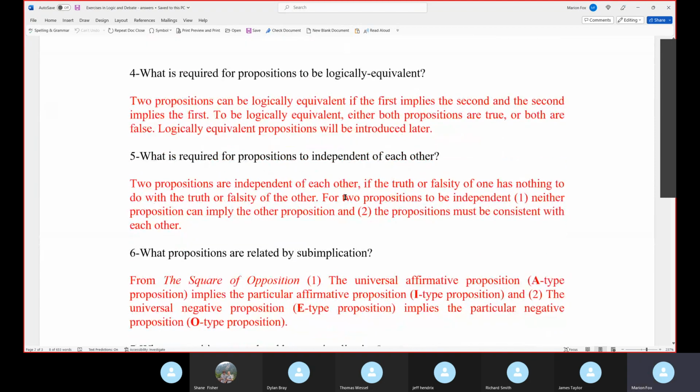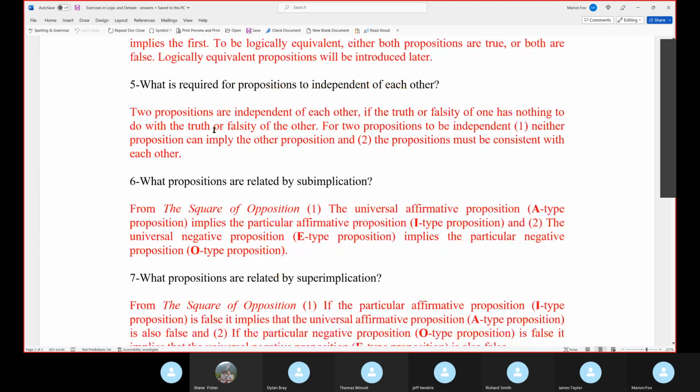All right. What is required for propositions to be logically equivalent? They're logically equivalent if the first implies the second, and the second implies the first. We'll do this later. We have a whole appendix with things that are logically equivalent, so we'll be looking at that. This is how we can prove something to be true. We can do it indirectly. So we'll develop this more later.